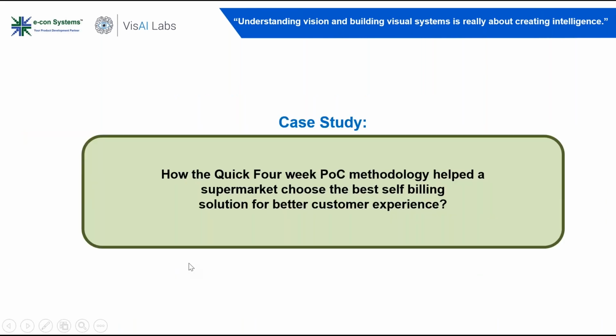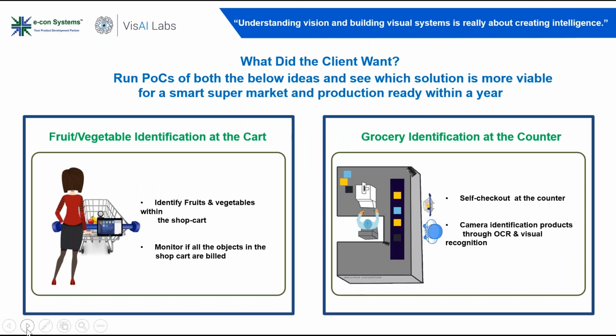Now, I've told you how this 4-week breakdown happens and what all we do in that, what may take more time and what may take less time. Now, going forward, let me give you a case study, an example of how I apply this 4-week plan to that case study. This case study came to us from a customer who wanted help with a self-billing solution in a supermarket. Of course, this is a very common use case. We have heard this a lot from a lot of different people.